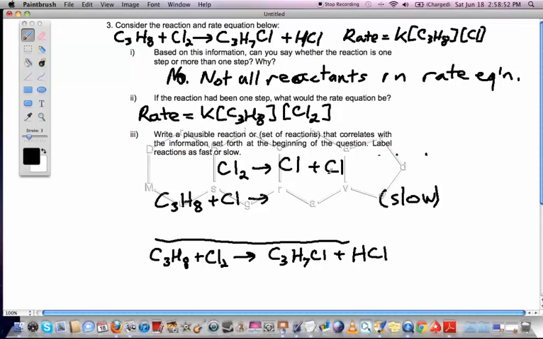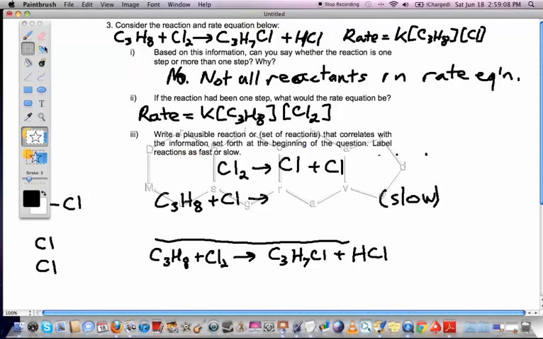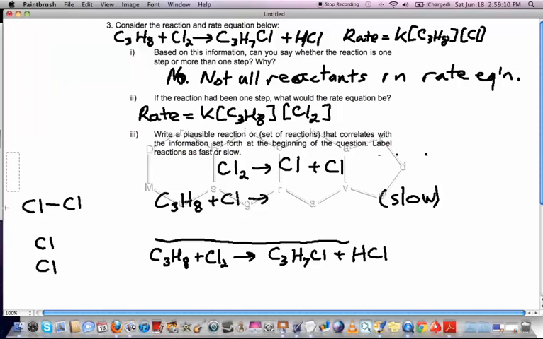Let me tell you the difference between Cl2 and Cl plus Cl. Cl2 is a molecule. It looks like that. It's two Cl's joined together. Cl and Cl separate are Cl atoms. So that's the difference there, and that's why you shouldn't get confused between them. Alright, so we've got that under control.